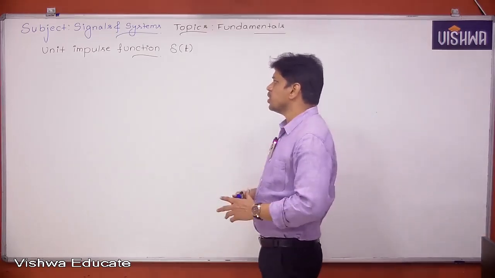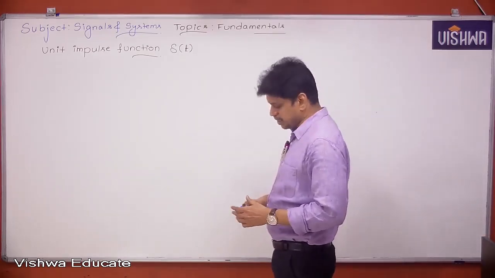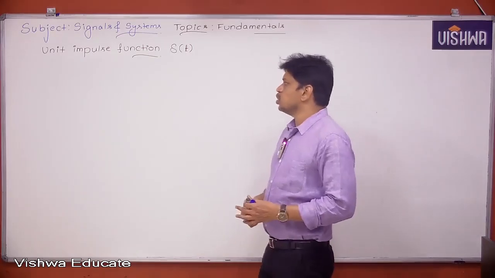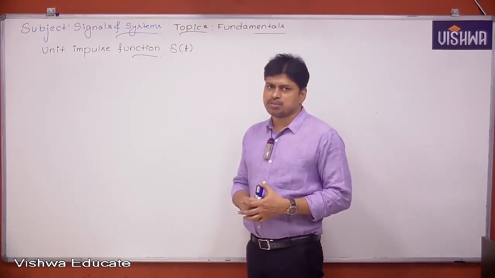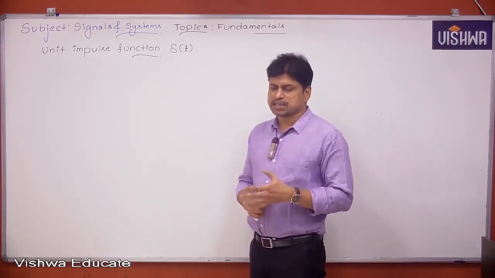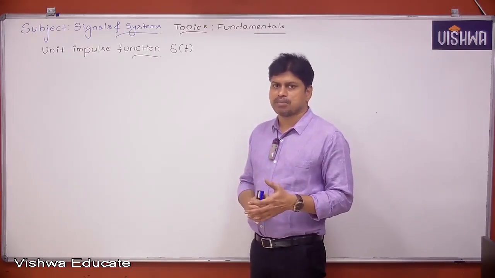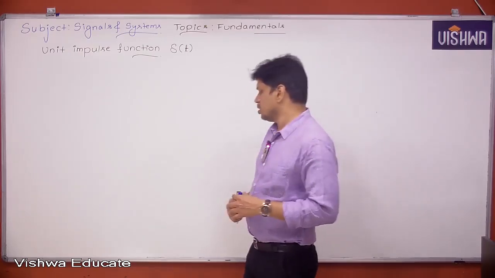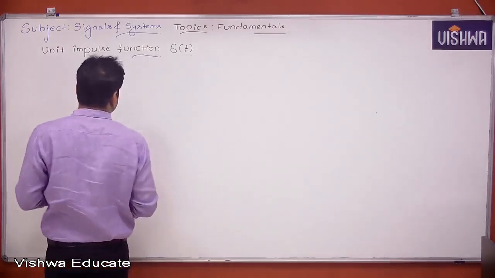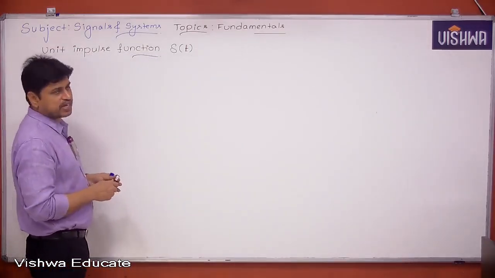Before going to define this impulse function, let me tell you something. Usually the continuous time signals can be represented mathematically and graphically. We can define the signals in a mathematical way and a graphical way. Let's first see the mathematical way of defining the impulse function.